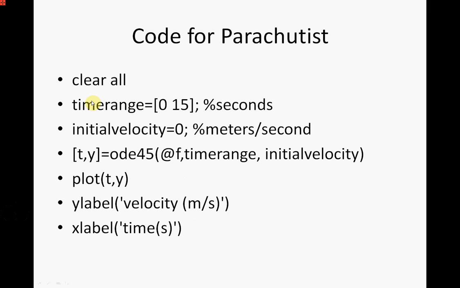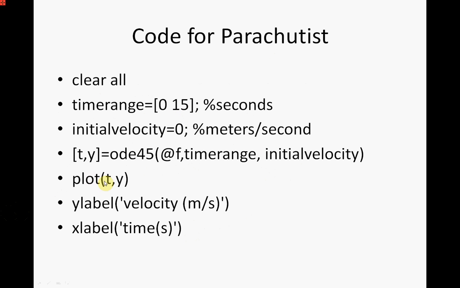So here's the code. You supply the time range, you supply the initial conditions. If you haven't used Matlab at all, this percent means it's a comment. You call the ODE here. There's the function handle. The time range is 0 to 15, and there's the initial condition. You get t and y. Y is the solution. ODE, that's the method we're using, which is 45, the most powerful of the numerical approximations. The function handle, the time range 0 to 15, and the initial velocity.